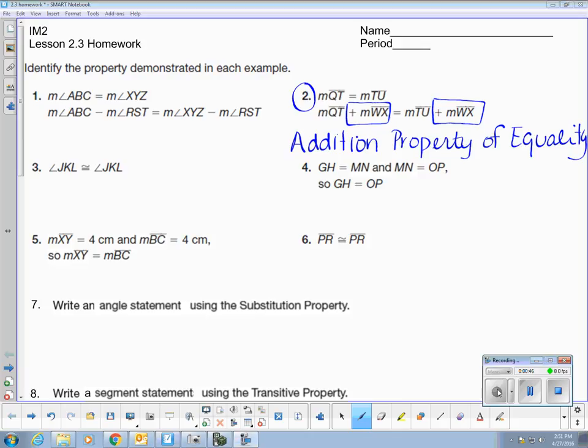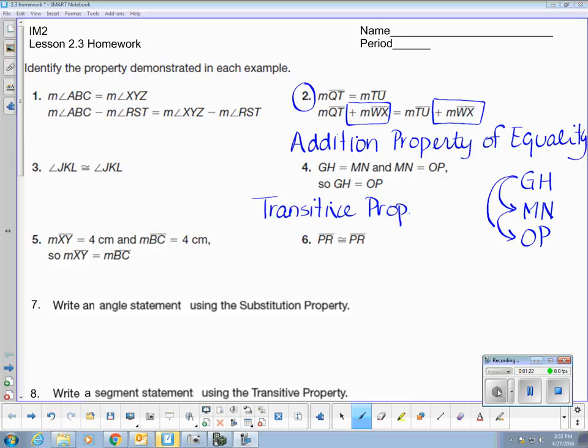Number 4 is the transitive property. To demonstrate the transitive property, I'm going to rewrite this. Over on the right, I have GH is equal to MN, and MN is equal to OP. So if GH is equal to MN, and MN is equal to OP, then we can make the conclusion that GH is also equal to OP.